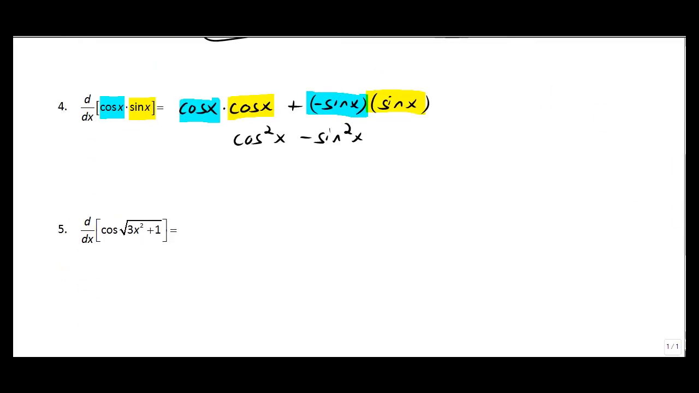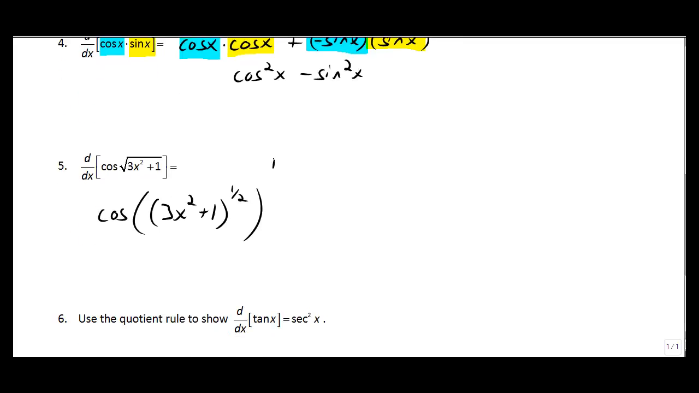Problem 5. Let's see, I'm going to rewrite this. Cosine of 3x squared plus 1 to the 1/2. I got chain rule, I got an inner and an outer. Inner is 3x squared plus 1 to the half. Outer is cosine x. Derivative of cosine is negative sine.